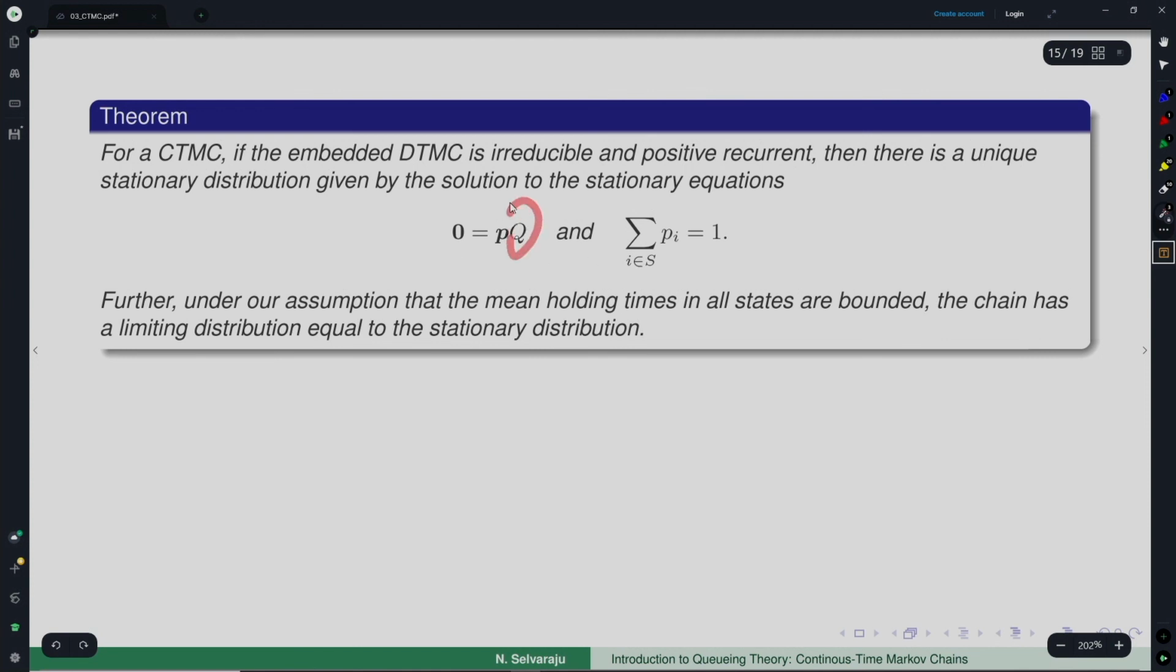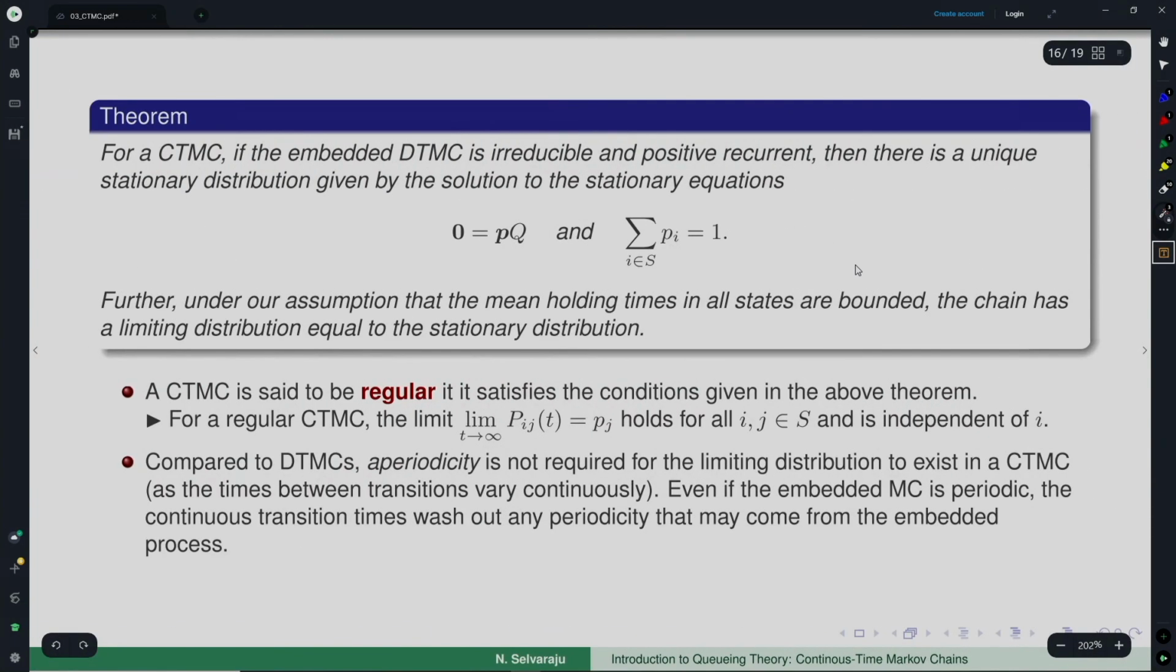Now you know what Q is; there is no t dependency here, it is a single matrix. You solve this equation, and if the chain has this property, irreducible and positive recurrent, and the mean holding times are all bounded, which means that it stays only a finite amount of time in a particular state and then moves to the other state, that is what it would mean, right? Then this is what you are looking for as the quantity of interest for the long term behavior of this continuous time Markov chain.